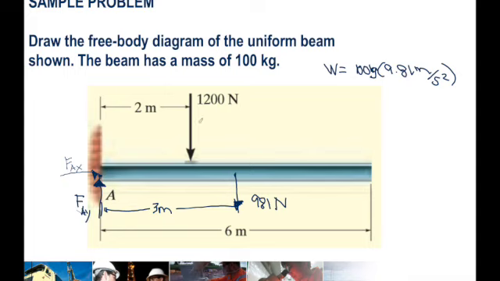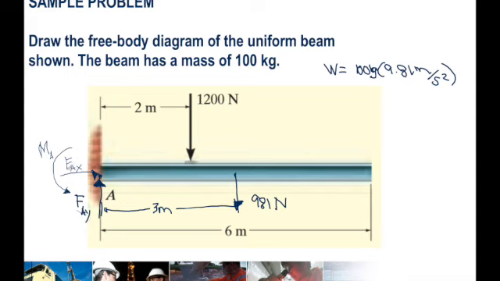So this moment here, 1200 newtons times 2 meters, will rotate it clockwise. And this 981 newtons times 3 meters will also rotate it clockwise. So it's safe to say that our couple moment here, the resultant couple moment at A, would be counterclockwise. So let's call it moment at A.